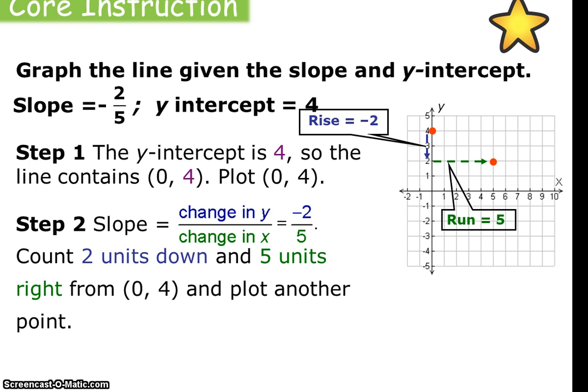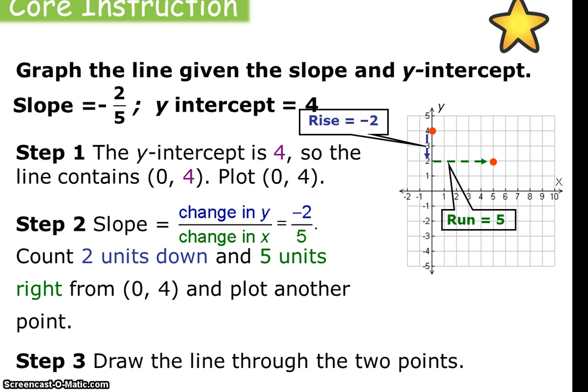So with a single point, the y-intercept, and the slope, using rise and run, I could plot multiple points on a line and then draw a line through. Okay? Graphing a line using the slope and the y-intercept.